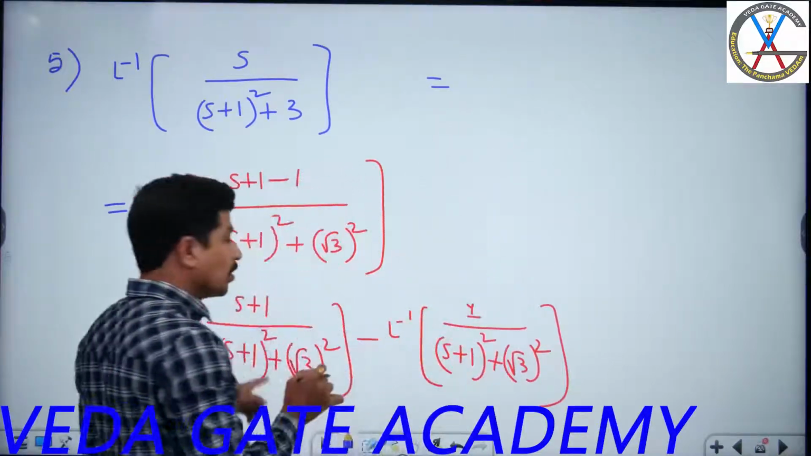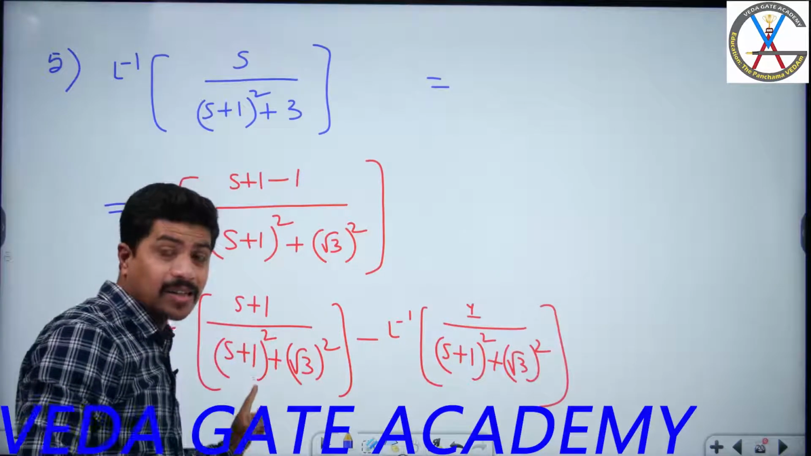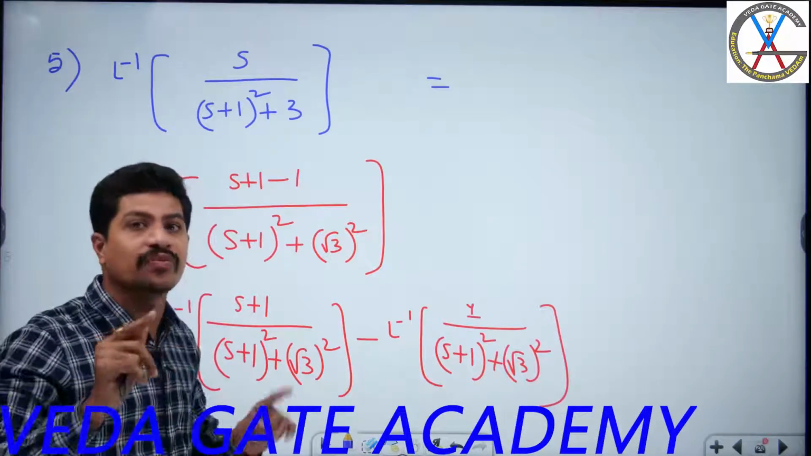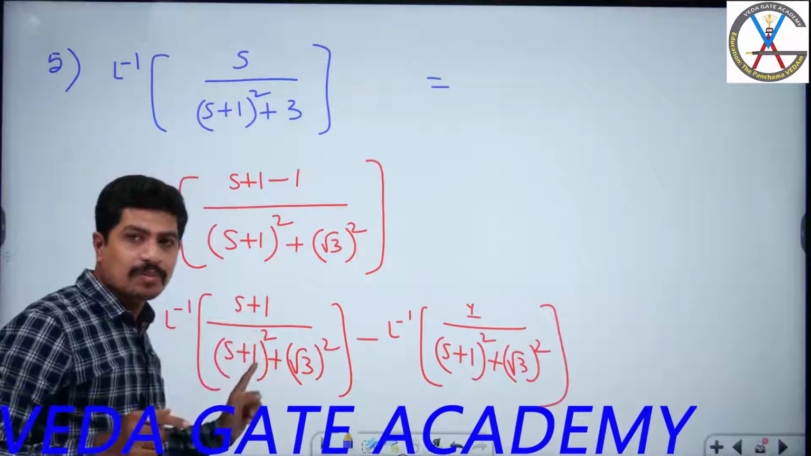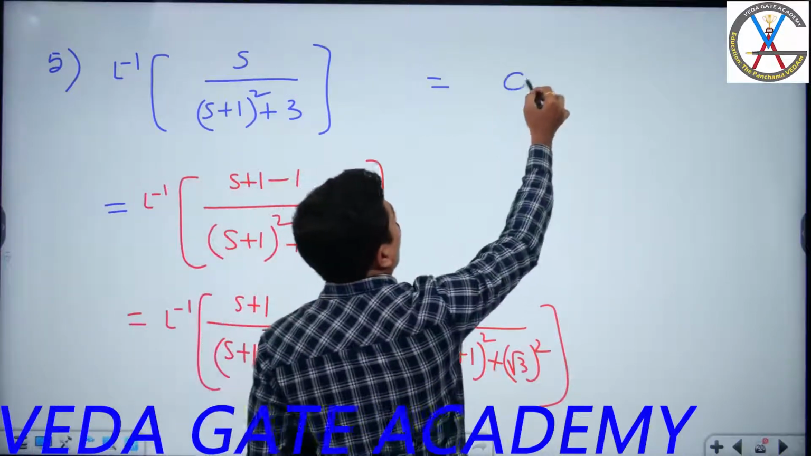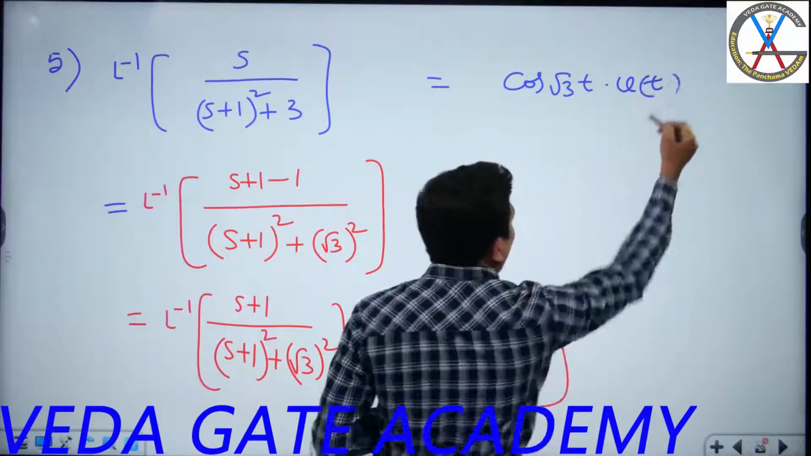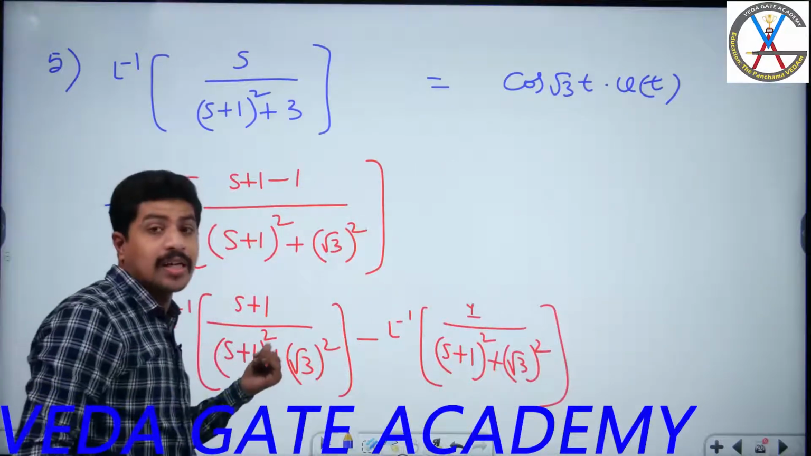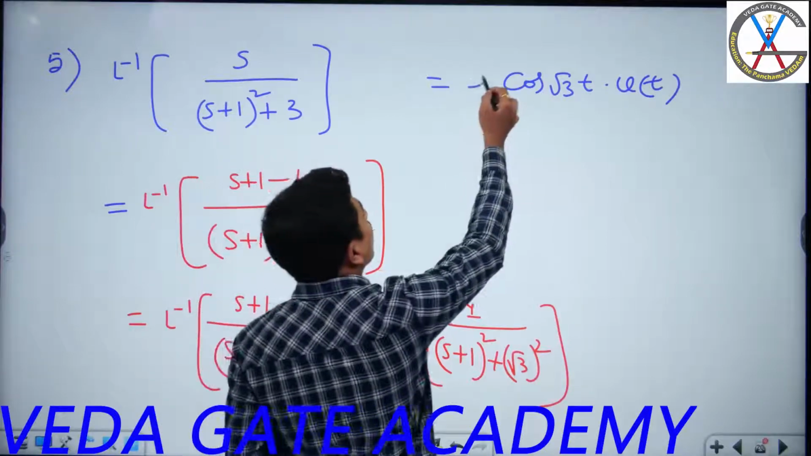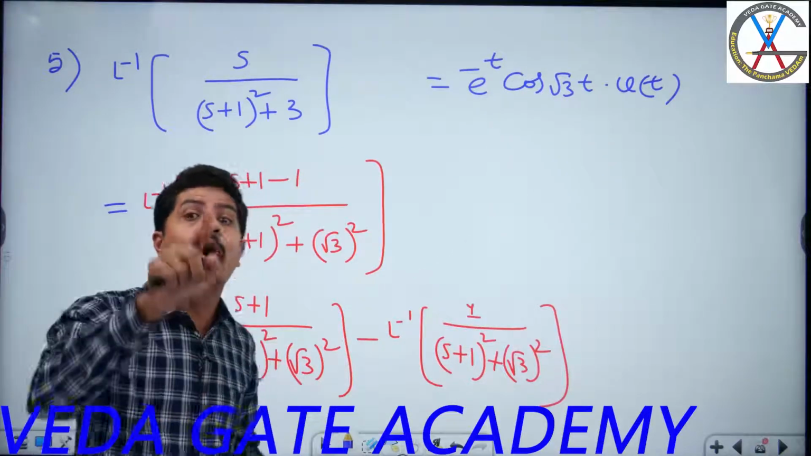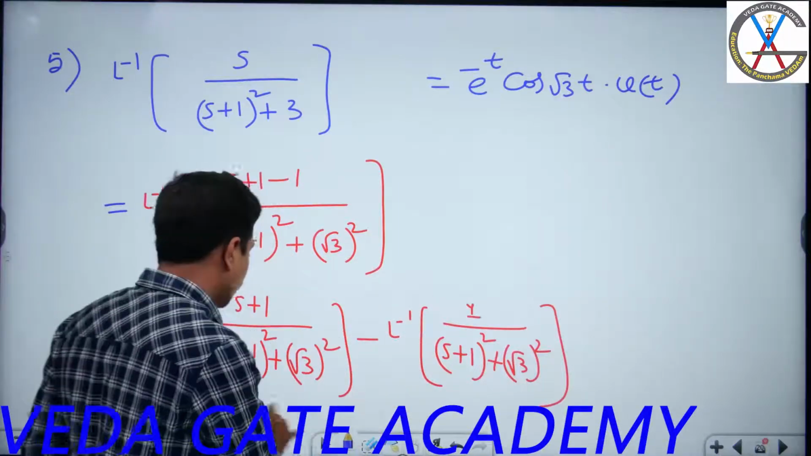Forget about this shifting. Then what is the signal? S by (S square plus omega square). Forget about plus 1, plus 1 is shifting. S by (S square plus omega square) means cos root 3t into u of t. As there is shifting here with plus 1, instead we are going to get e power minus t. In frequency domain, if there is shifting, in time domain we will get an exponential with opposite sign. This first part is done.